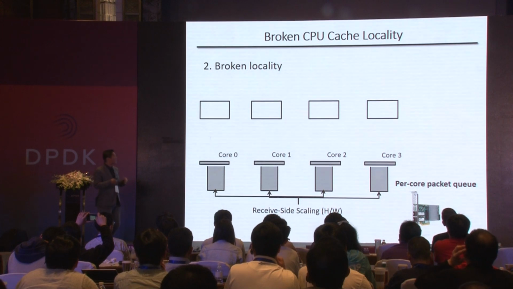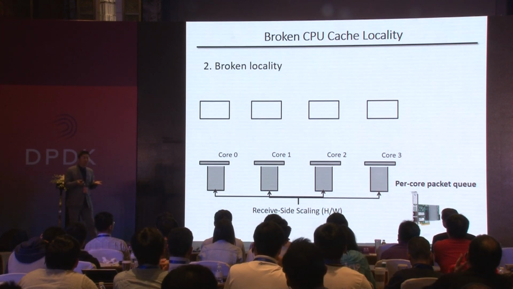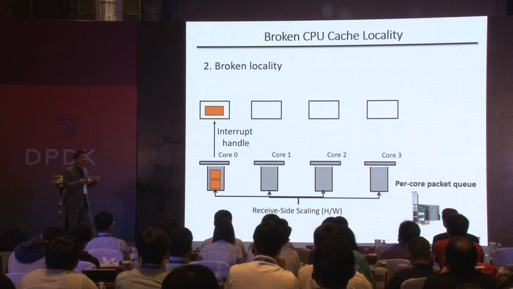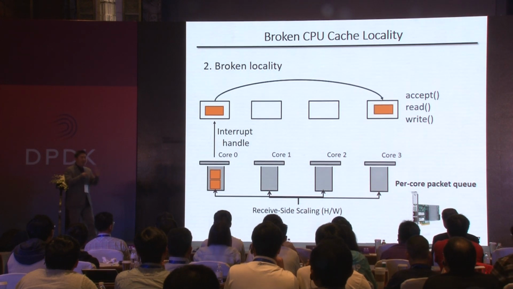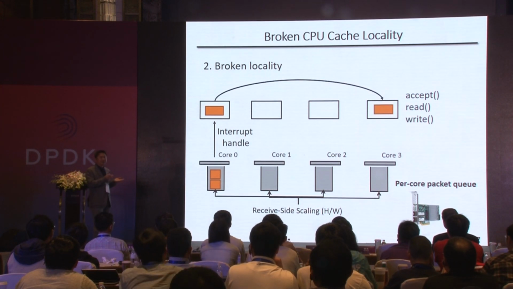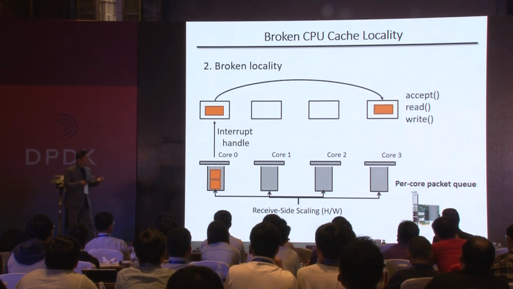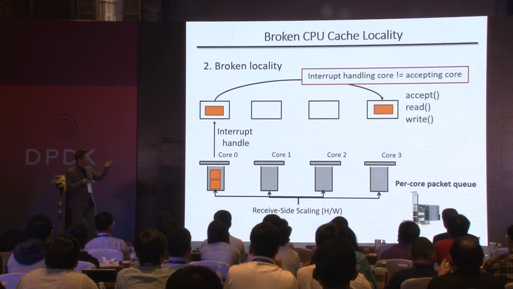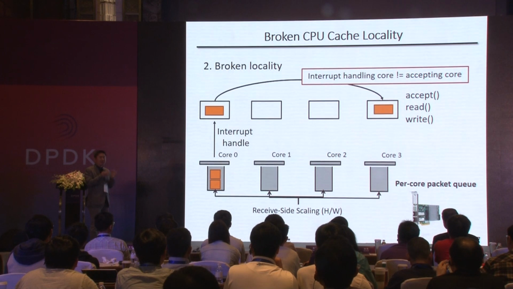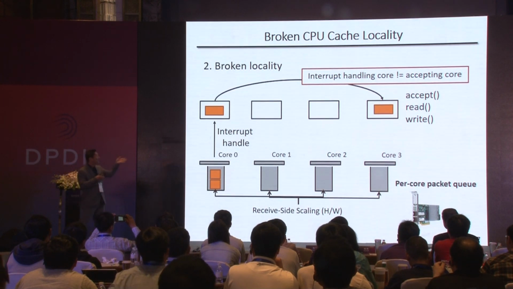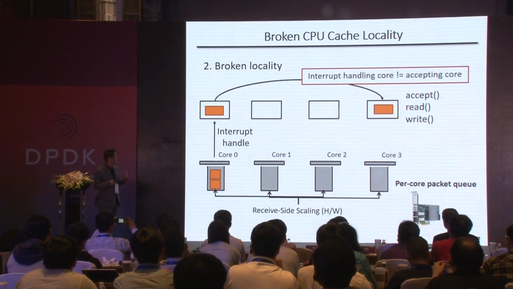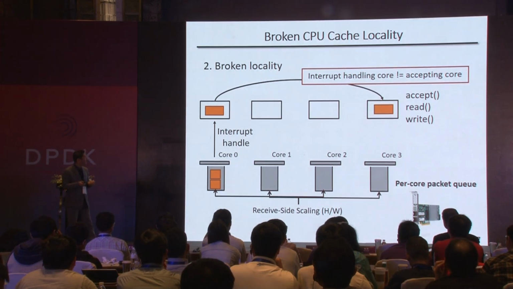Another problem is that the CPU cache utilization is not optimal. When a packet arrives, of course, there has to be an interrupt handler, and that's running on one CPU core. But the problem is that the application processing core is not the same as the interrupt handling core. So the interrupt handling core is not the accepting core. So for the CPU cache, there's lots of bouncing between handling the interrupt and the application processing. So the utilization is not great.